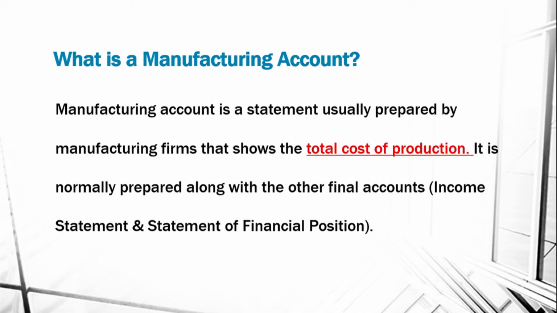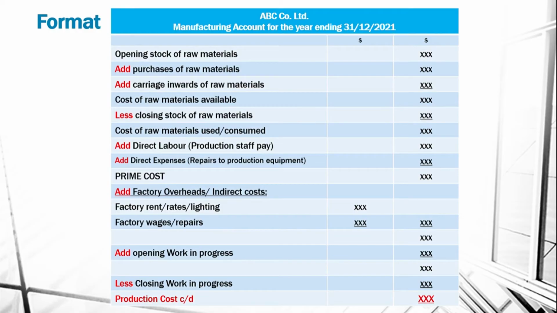So it shows the total cost of producing all the products that they produce. It shows you how much it costs to produce them. And in a CSEC question, sometimes they will ask you to calculate the unit cost of production, but don't worry about that. We're going to talk about that when we go to the practical aspect of it. All right, now let's look at the format of a manufacturing account.